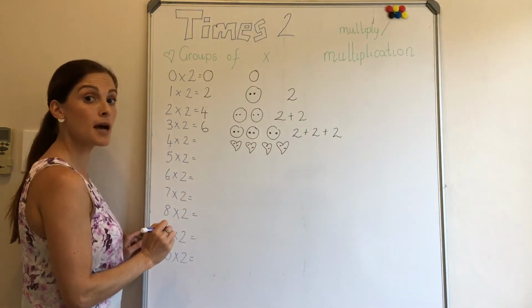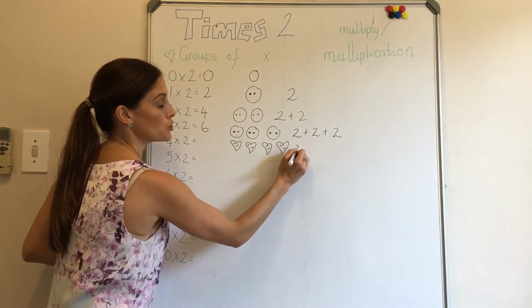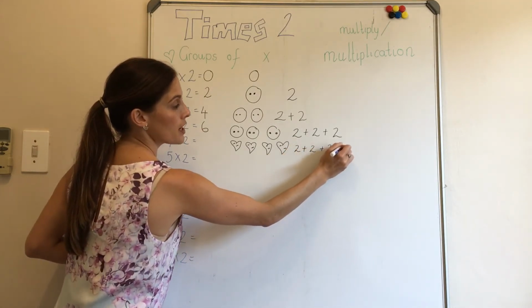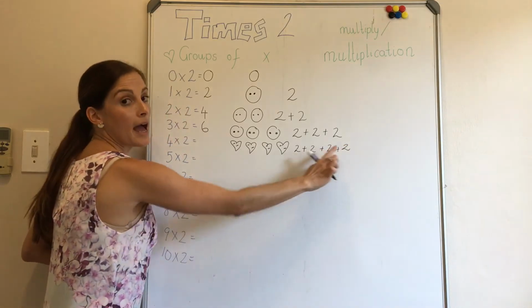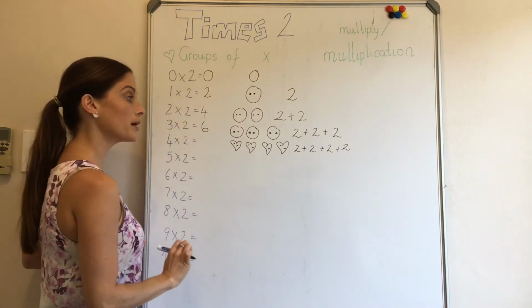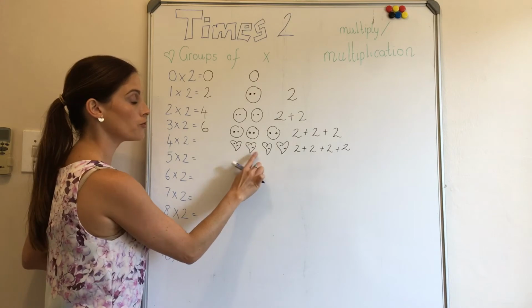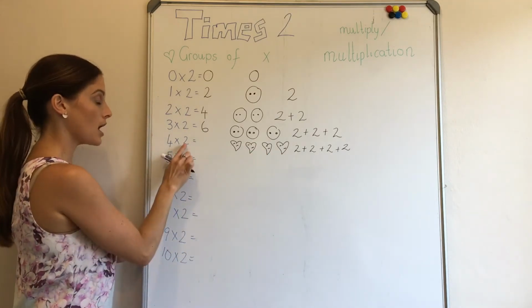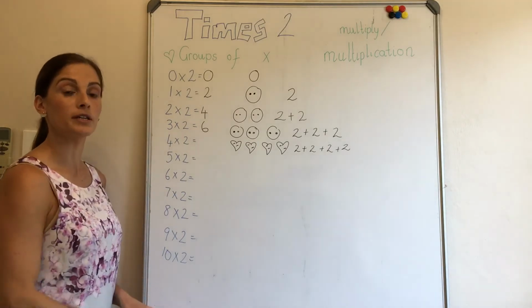Now we're going to do our sum. 2, 2, 2, and 2. So you can add that up. You all know how to count in twos. 2, 4, 6, 8. You can also count in twos until you have 4 fingers.